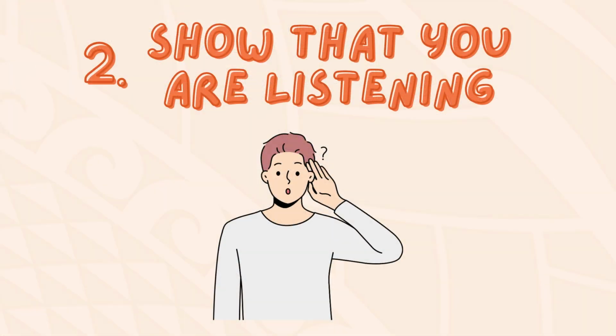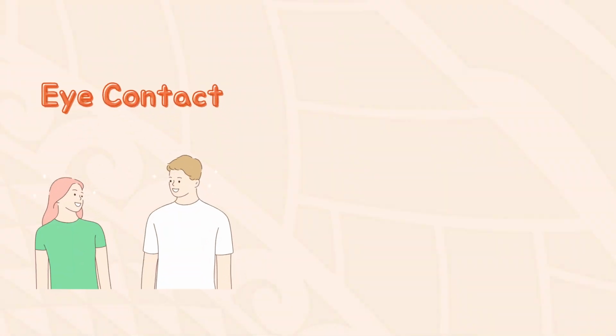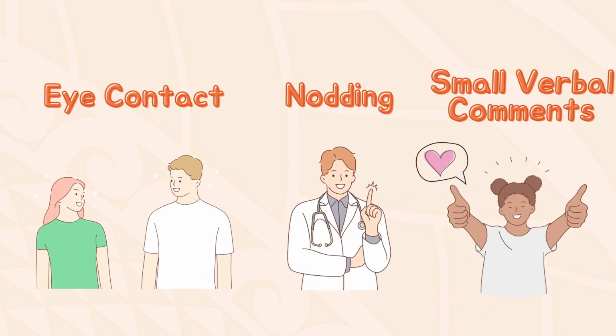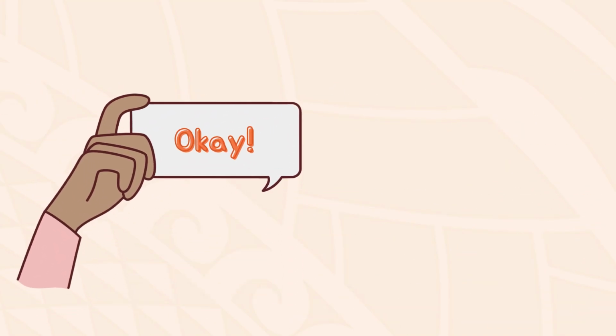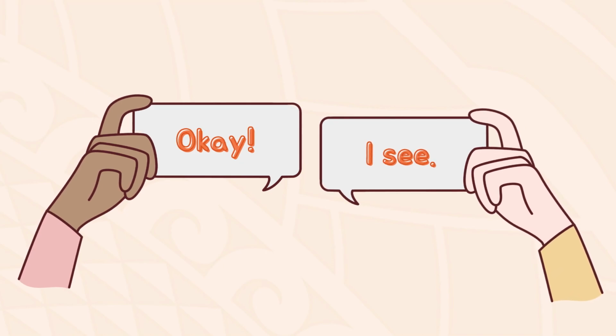If you're in a very loud and distracting place, consider asking if you can move the conversation to a quieter place. Number 2, show that you are listening. Speakers can tell when you're paying attention and when you're not.